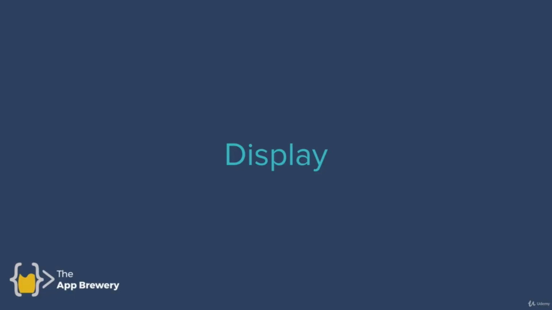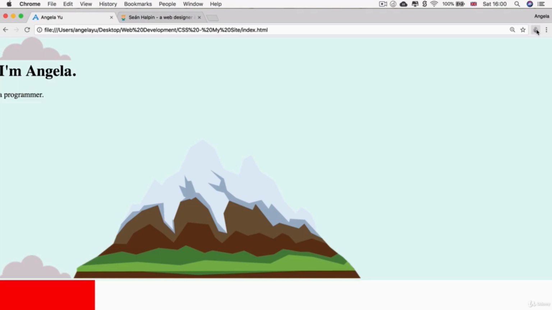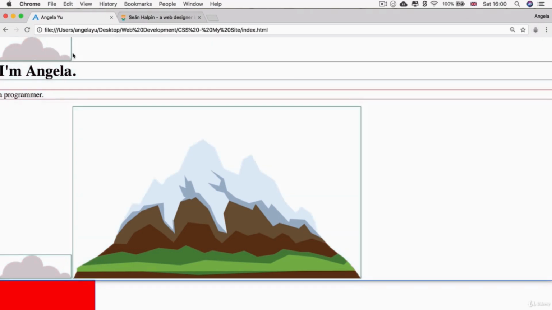Well, to understand this, we have to look at the CSS display property. Now, the display property has 4 different values, and we're going to look at them in turn and see what each one of these does. Now, if we switch on pesticide again, you can see that the box around the cloud is only as large as the image, as is the box around the mountain and this cloud. But the box around the H1 and also the paragraph element, they're as long as the width of the page.